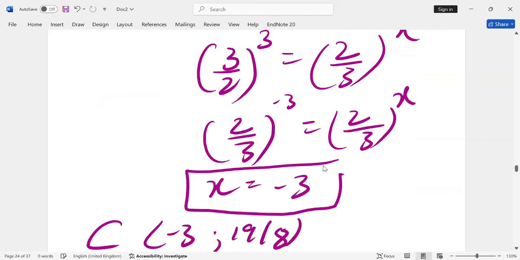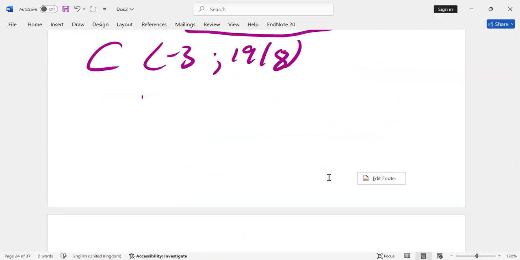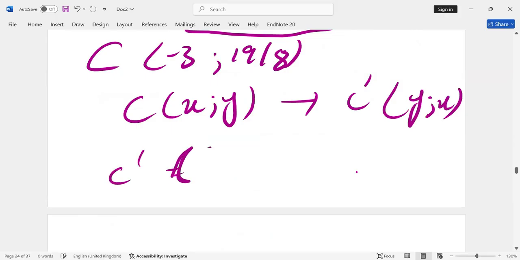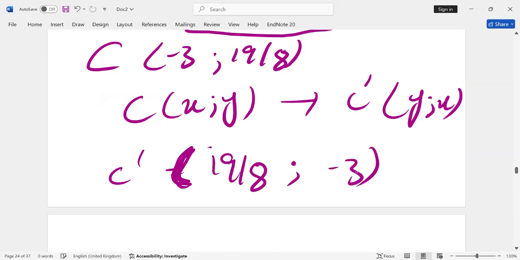All right. A reflection about the line y equals x is the transformation that produces the inverse function. This transformation swaps the x and y coordinates. So for C, x and y swap to y and x. So the coordinates of C' are (19/8, -3). This is the required answer for this question.